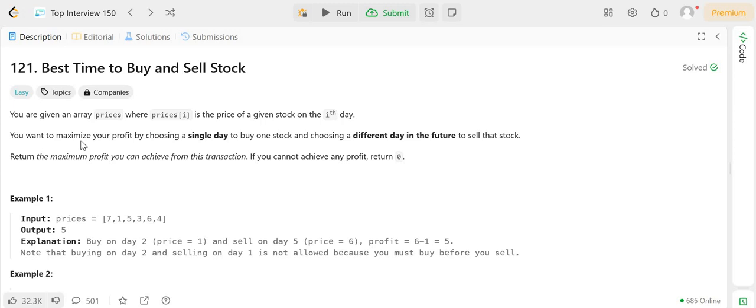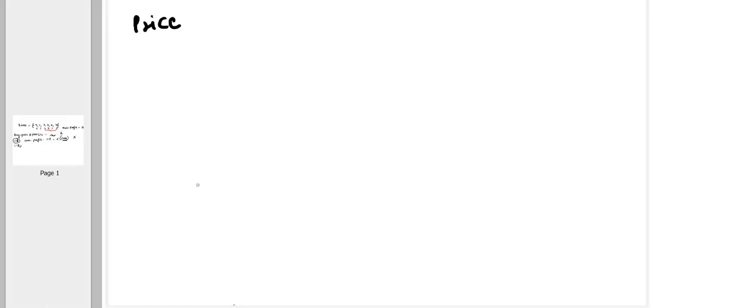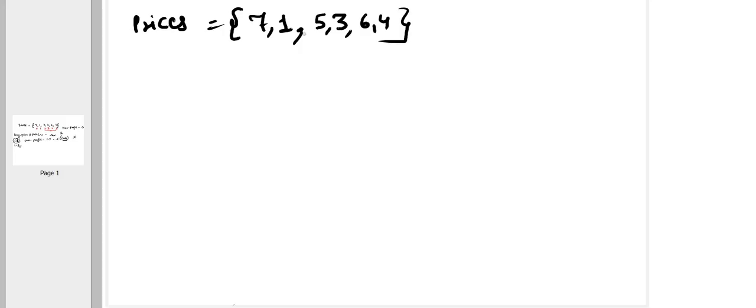So let's understand how we are going to solve that problem. Let's understand with the same example which has been given, that is the prices array, which is 7, 1, 5, 3, 6 and 4, which are your prices on each day: 0th day, 1st, 2nd, 3, 4 and 5. So on the 0th day, the price of the stock is 7. On the first day, the price is 1, on the second day, the price is 5, and so on.